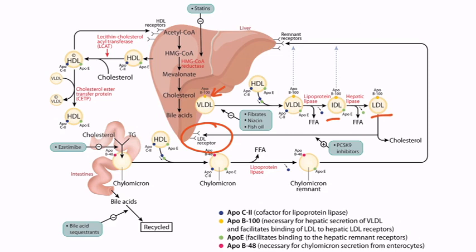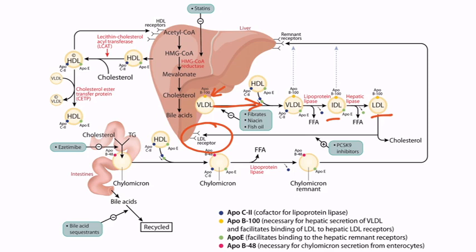Unlike abetalipoproteinemia, this type of mutation allows VLDL to be secreted from the liver. So VLDL can still be secreted from the liver. However, this particular disorder prevents LDL from being endocytosed by the liver at the LDL receptor.